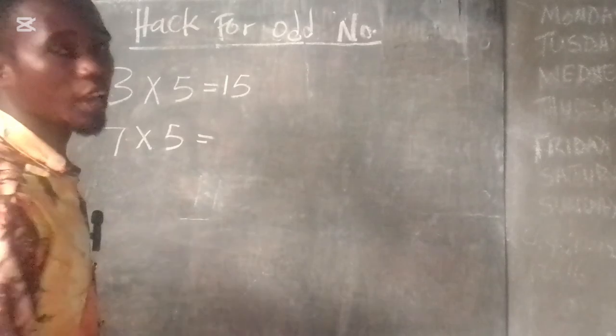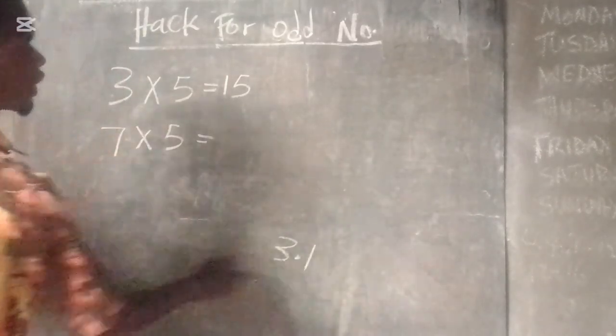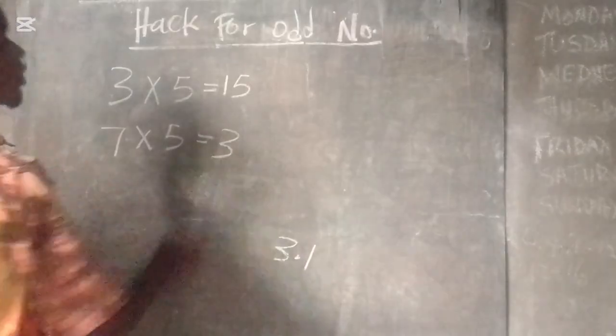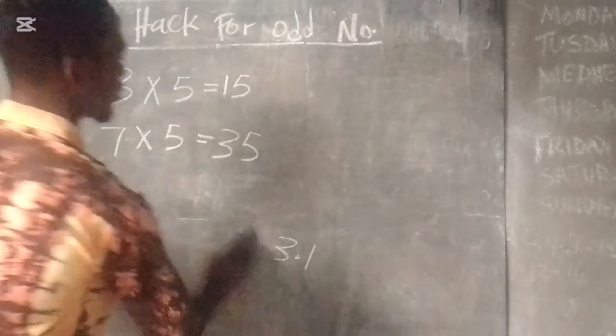What is the half of 7? Half of 7 is 3.1. I will take my whole number, 3. What will I now do? Add 5 to it. That is the trick.